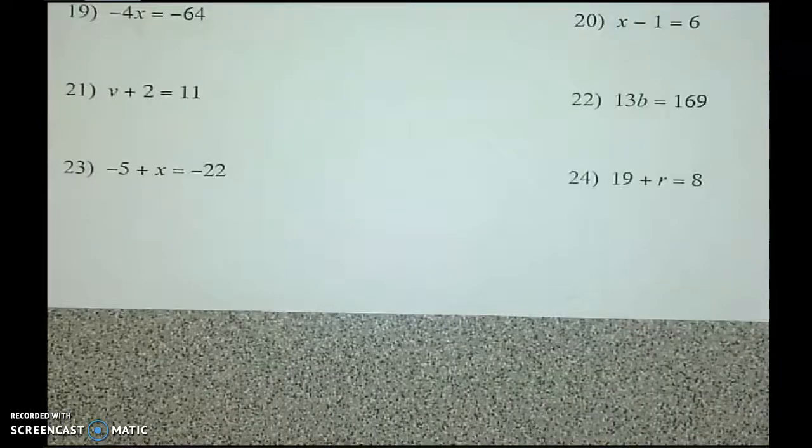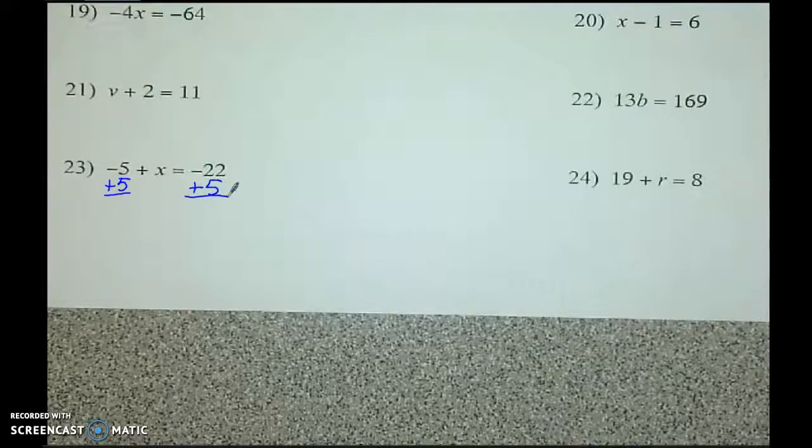Okay, real quick, let's look at this last one. Looking at 23, you're going to do this one on your own, but we have negative 5 plus x equals negative 22. You have to get the negative 5 to go away to get x by itself. The opposite of negative 5 is a plus 5. So this is going to get you set up to be able to finish that problem.